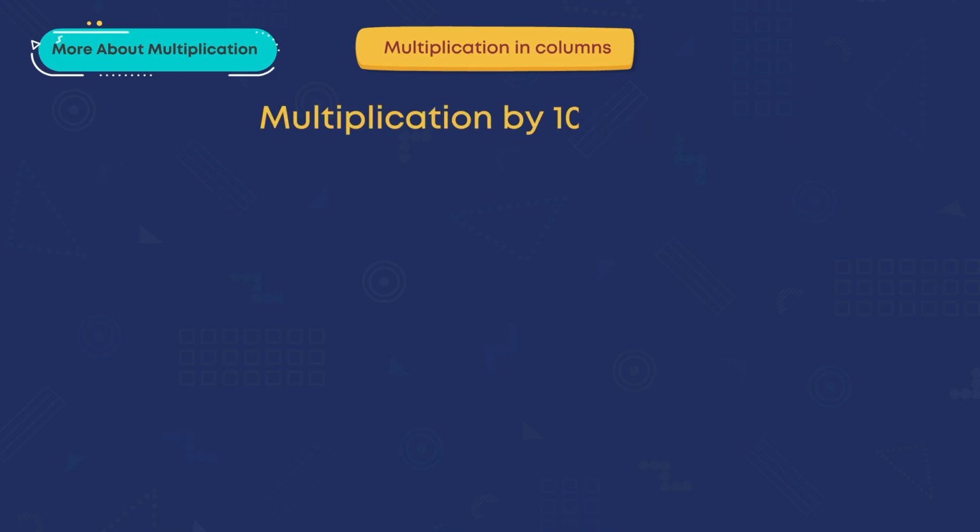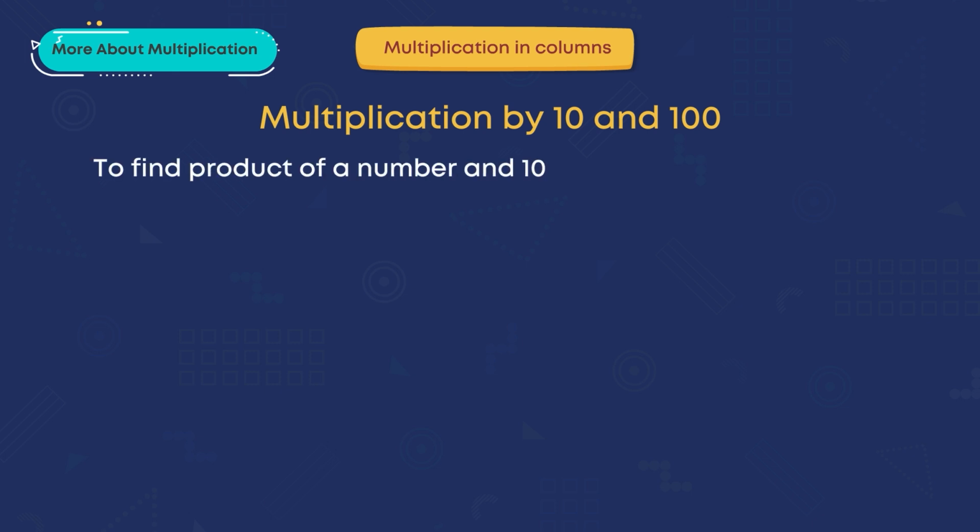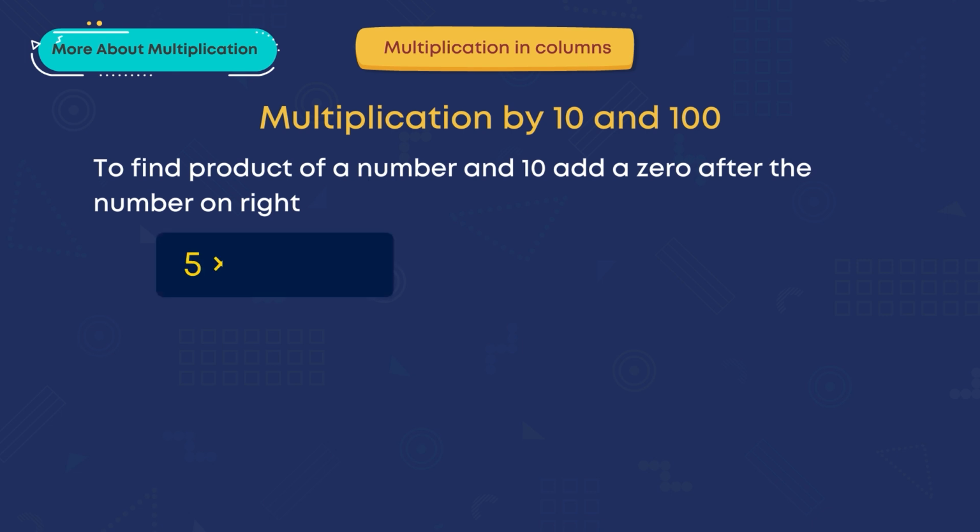Multiplication by 10 and 100. To find product of a number and 10, add a 0 after the number on right. 5 times 10 equals 50. 3 times 10 equals 30.